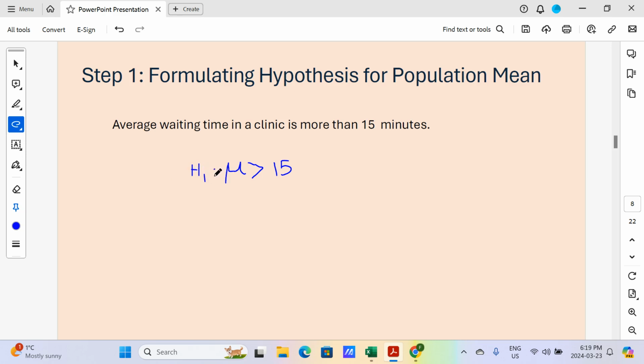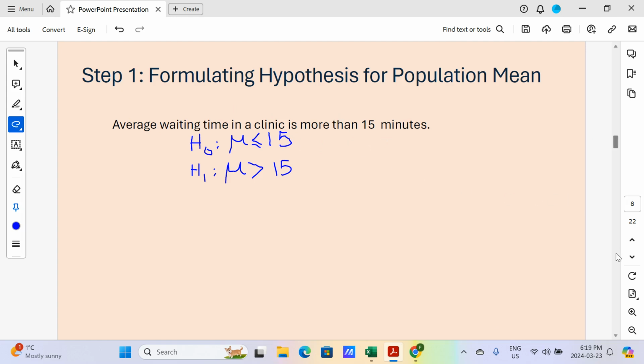Okay. And as a result, H0, null hypothesis, would be, what is the complement of mu is more than 15? So mu is less than or equal to 15 then. Look at here, I have formulated H0 and H1 for this assumption and claim.